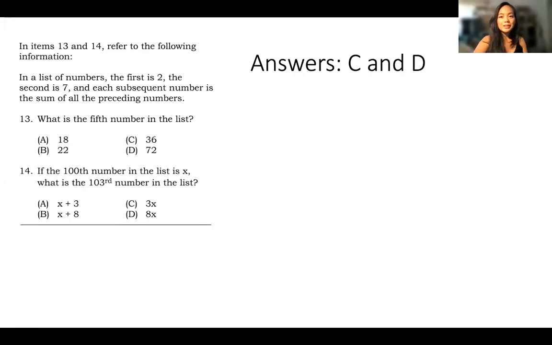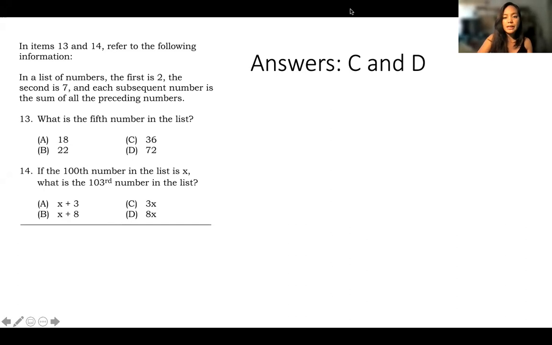So hello, this is number 13 and number 14 in the NMAT sample exam, 2020 version. Then I have a lot of questions about number 13, how to answer number 13 and number 14. So they are actually related, and let's try it.